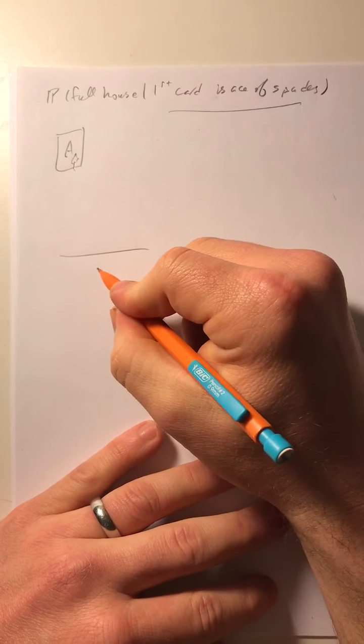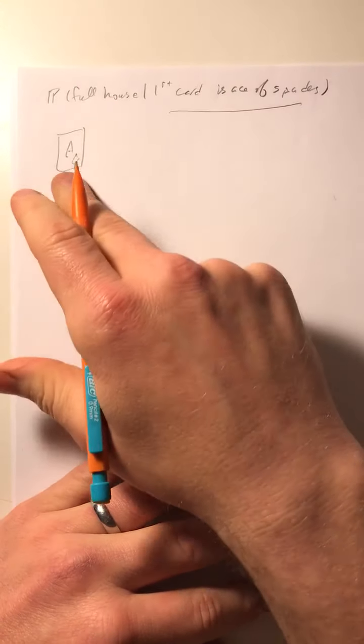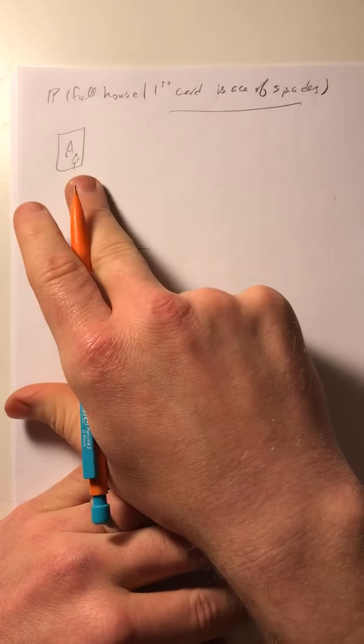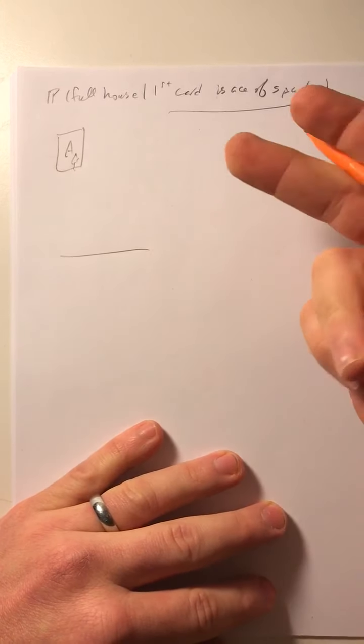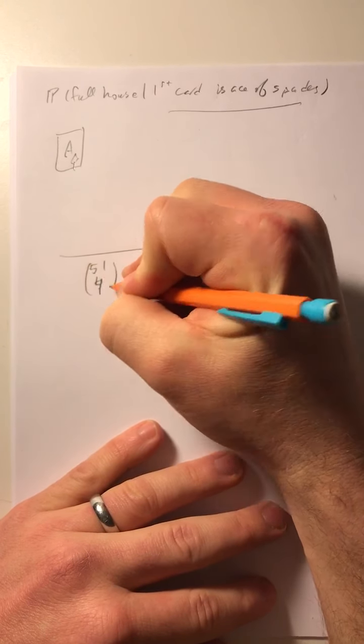So a lot of people had 52 choose 5 in the denominator here, but it's not 52 choose 5 because I already have one card. The randomness is in the other 4 cards. So there's one card, there's 51 left, and I'm going to get 4 of them. So the total number of hands I could have is 51 choose 4.